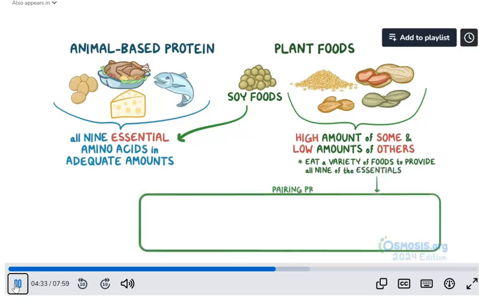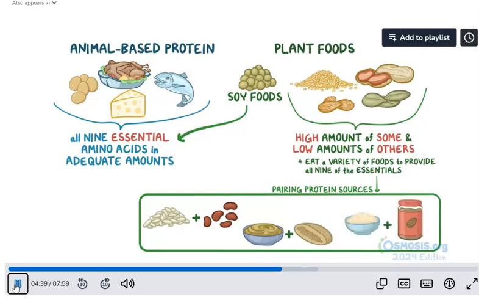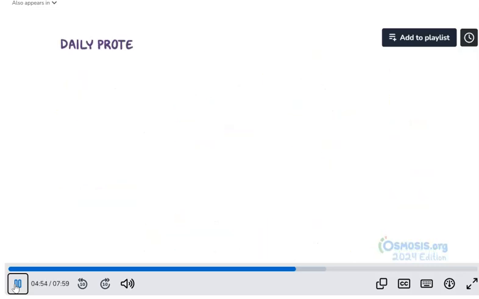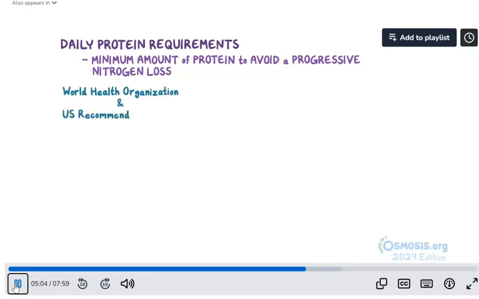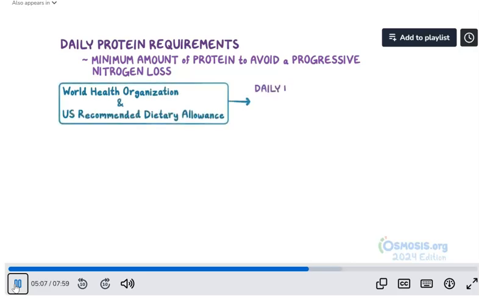For example, pairing protein sources, like rice and beans, or hummus and pita bread, or oatmeal topped with almond butter. However, in terms of volume, it may be necessary to eat more plant-based foods to get a similar amount of protein and amino acid profile provided by animal-based proteins. Generally speaking, daily protein requirements are based on studies that estimate the minimum amount of protein needed to avoid a progressive nitrogen loss. The World Health Organization guidelines and the US recommended dietary allowance each estimate that daily protein requirements for healthy adults are about 0.8 grams per kilogram of body weight.